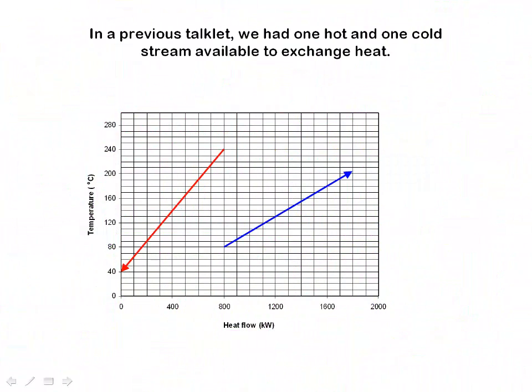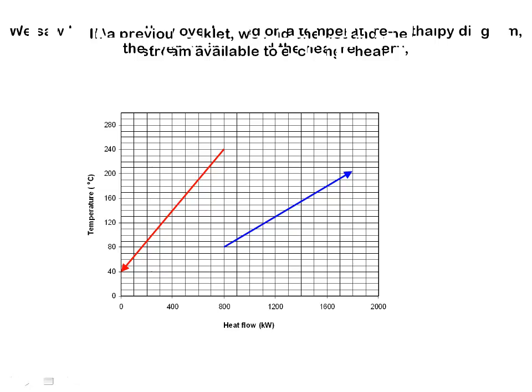So, in a previous talklet, we introduced these concepts using just one hot and one cold stream. A hot stream needing to be cooled down from 240 down to 40 degrees C and losing 800 kilowatts of heat in the process, and we had a cold stream that started at 80 degrees C and had a target temperature of 205 degrees C and needed to pick up 1000 kilowatts in the process.